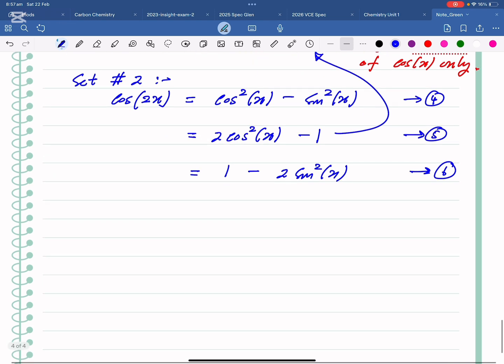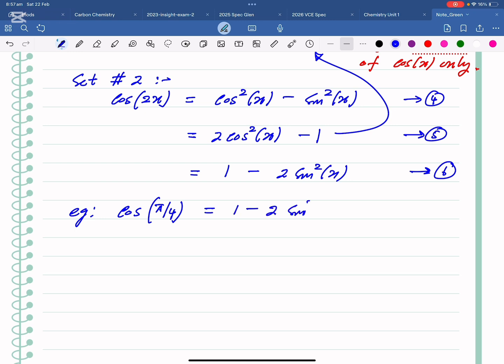So there are so many examples. Example would be, suppose cos of pi divided by 4, right? So you can write this one as 1 minus 2 sine squared of pi divided by 8, correct? Pi divided by 8 actually, not 2.